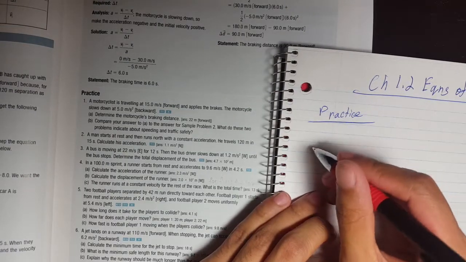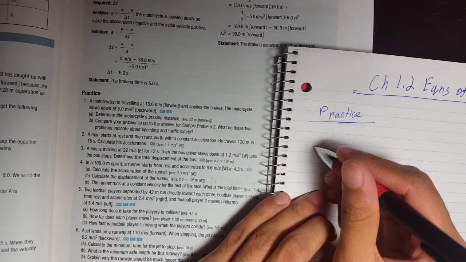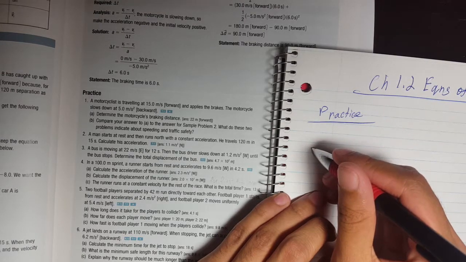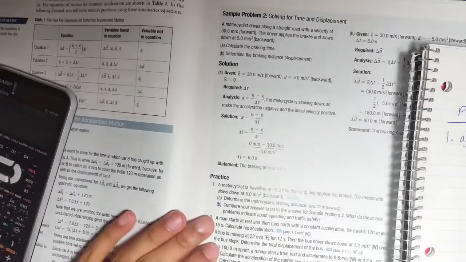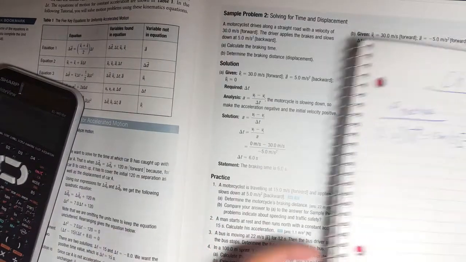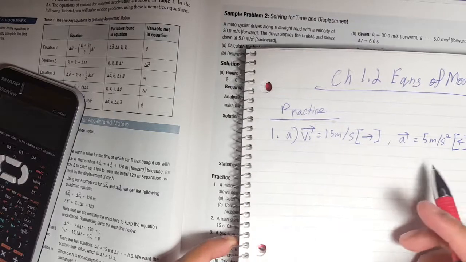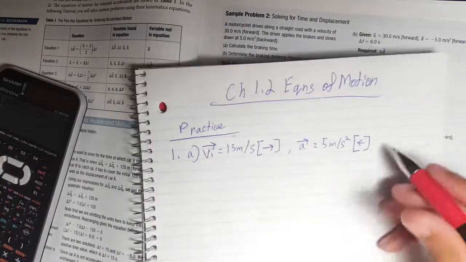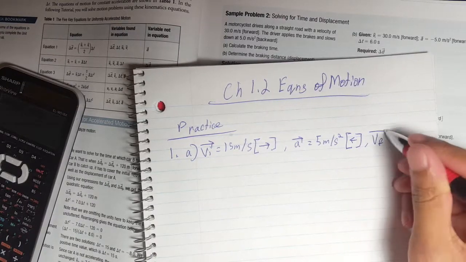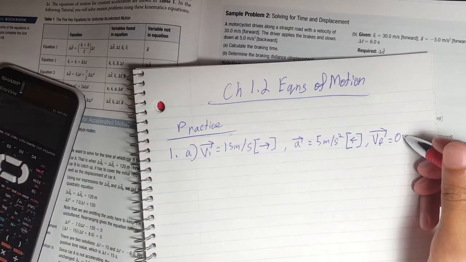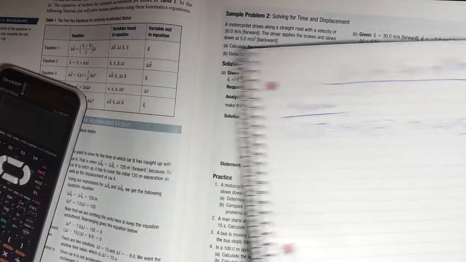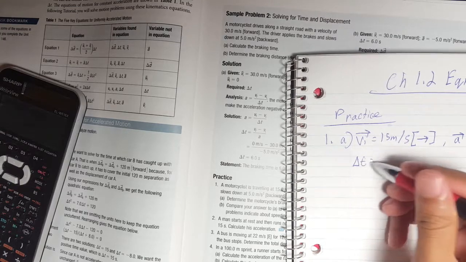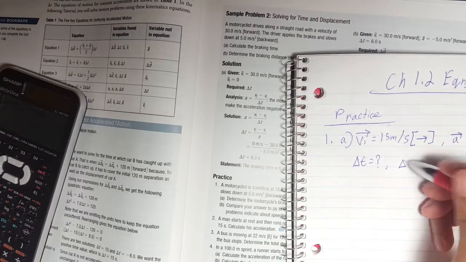A motorcycle is traveling at 15 meters per second forwards and applies the brakes. The motorcycle slows down at 5 meters per second squared backwards. Determine the motorcycle's braking distance. The speed is 15 meters per second, and the acceleration is 5 meters per second squared backwards. And since the motorcycle is braking, the final velocity will also be 0 meters per second. You're not given the time, and you're told to find the displacement.